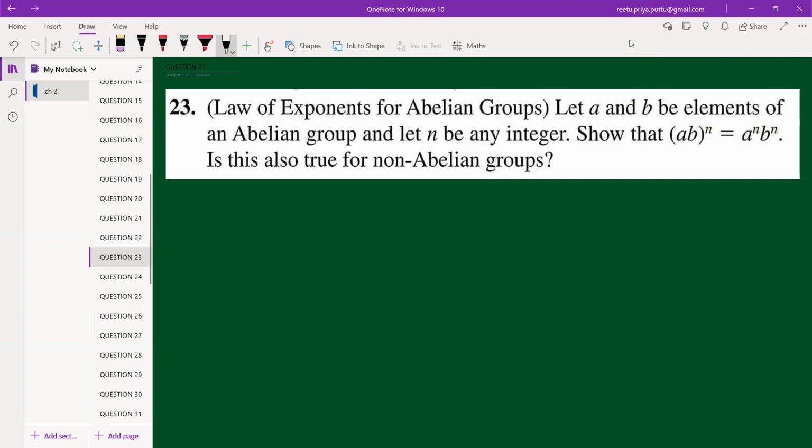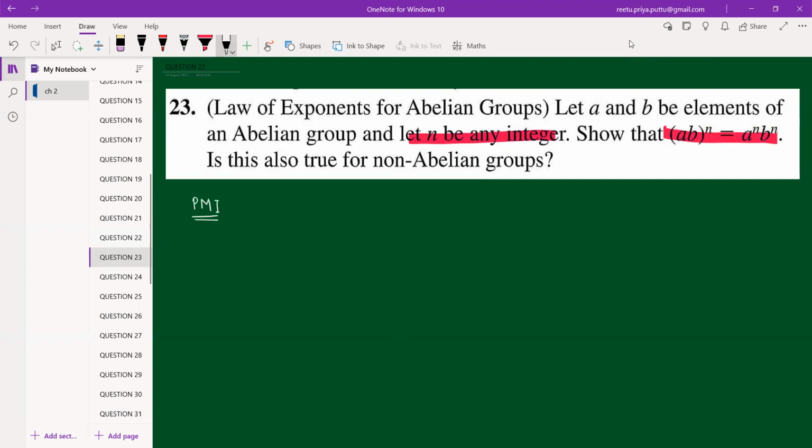How can you use this? It is for any integer. So what we will do is prove this by the method of PMI, which is basically the principle of mathematical induction. Why are we doing this? Because whenever we see any integer or natural number in the exponent or power, we use the principle of mathematical induction.